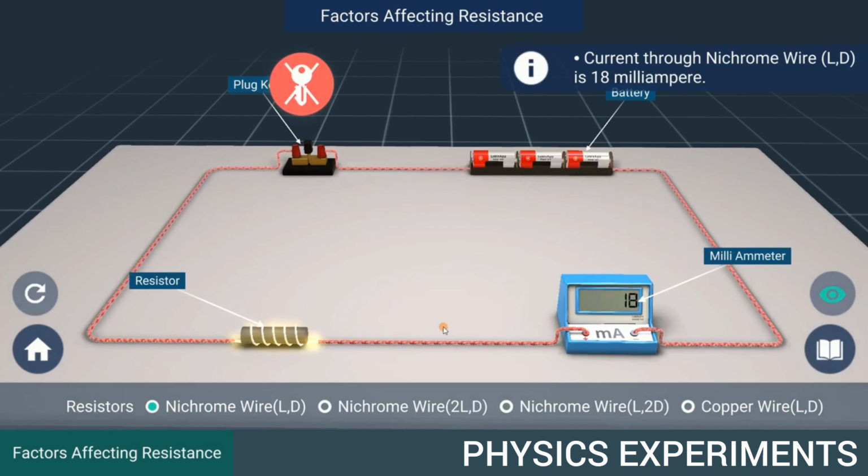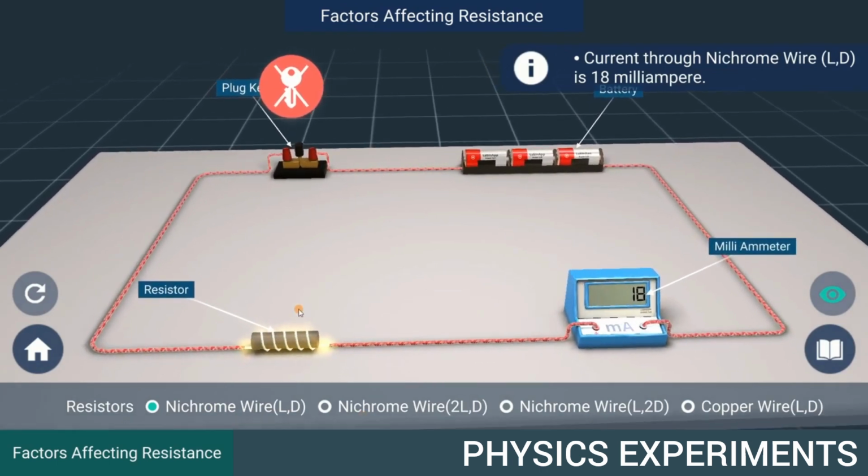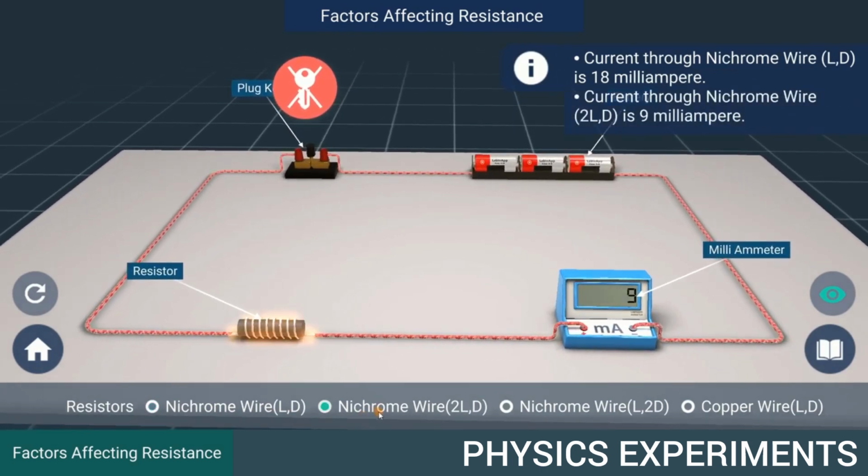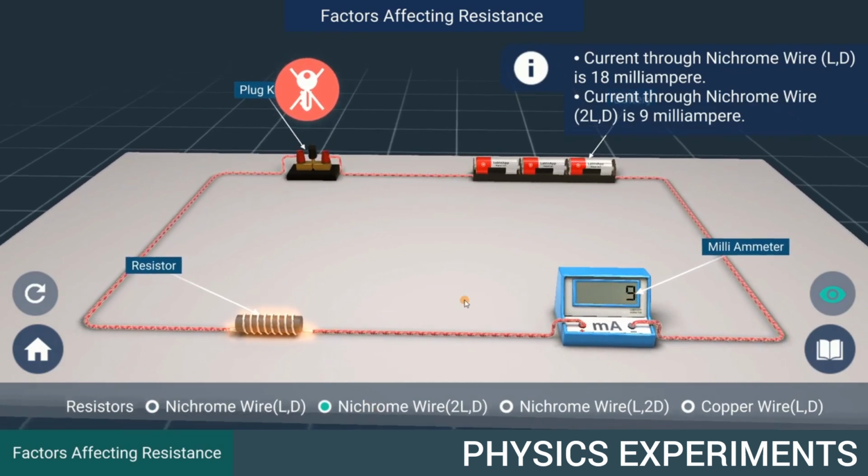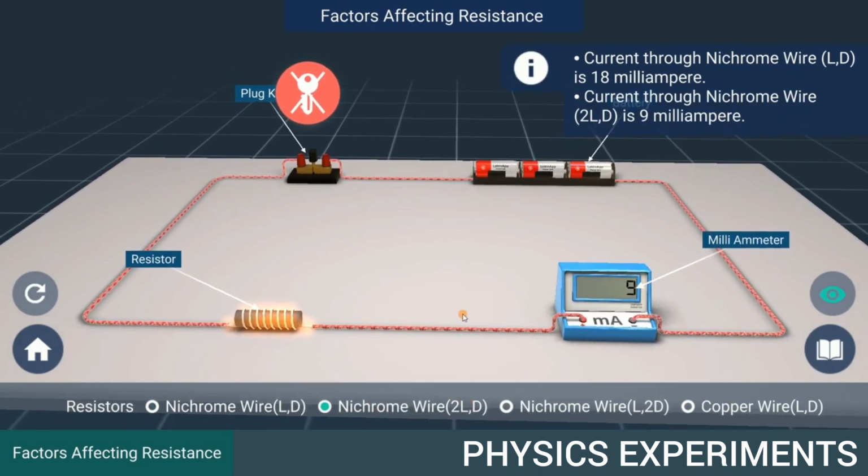With this as the reference, double the length of the resistor coil and observe the amount of current flow. We see that 9 milliampere current is flowing through the resistor, which implies that with the increase in length, there is decrease in current flow. This means that as the length of the resistor increases, the resistance also increases.